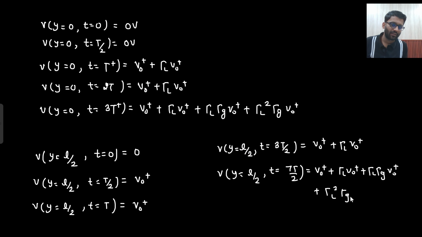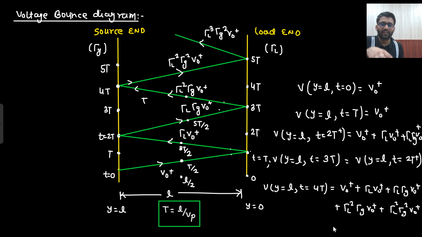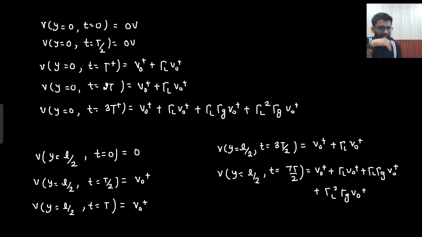Gamma L square gamma G V0 plus. Are you getting this point? Four reflections are there, right? V0 plus, gamma L V0 plus, gamma L gamma G V0 plus, and yeah, this will be your 3T by 2. So all these four reflections are there. So this is how I can mark my voltage amplitude.